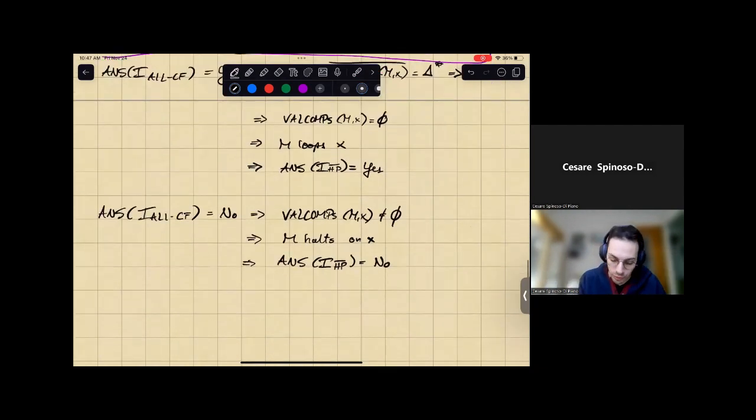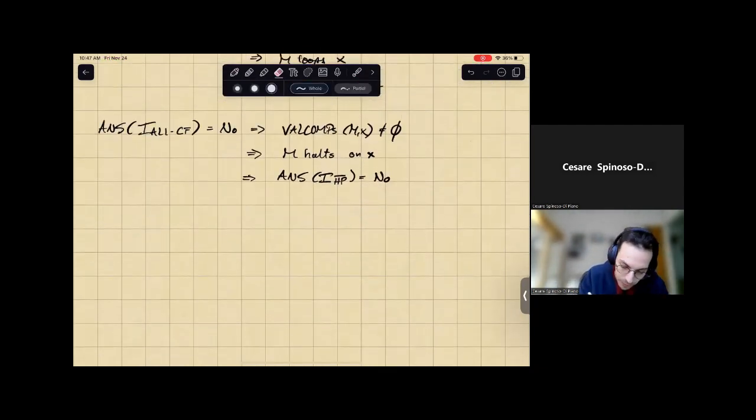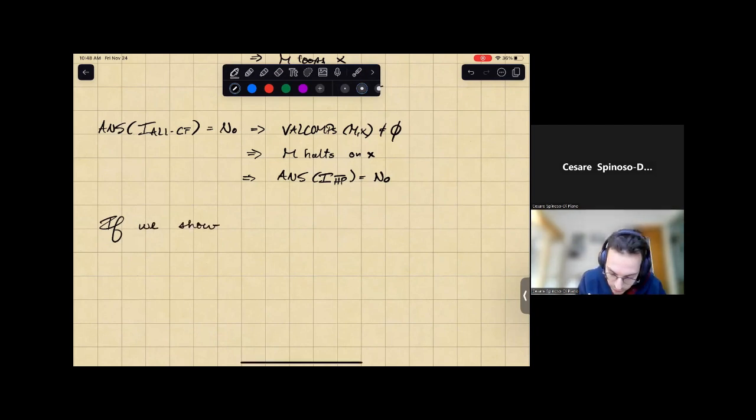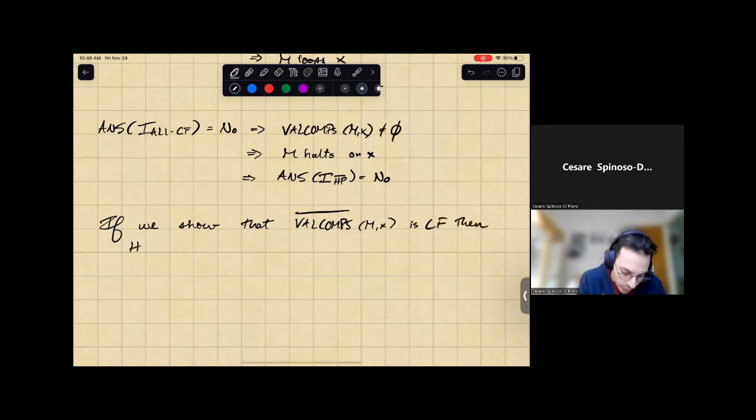And so now all that's left to show is that if we do show that Val-comps complement of M, X is context-free, then we will have shown that the not halting problem mapping reduces to LCF, which will imply that LCF is undecidable.